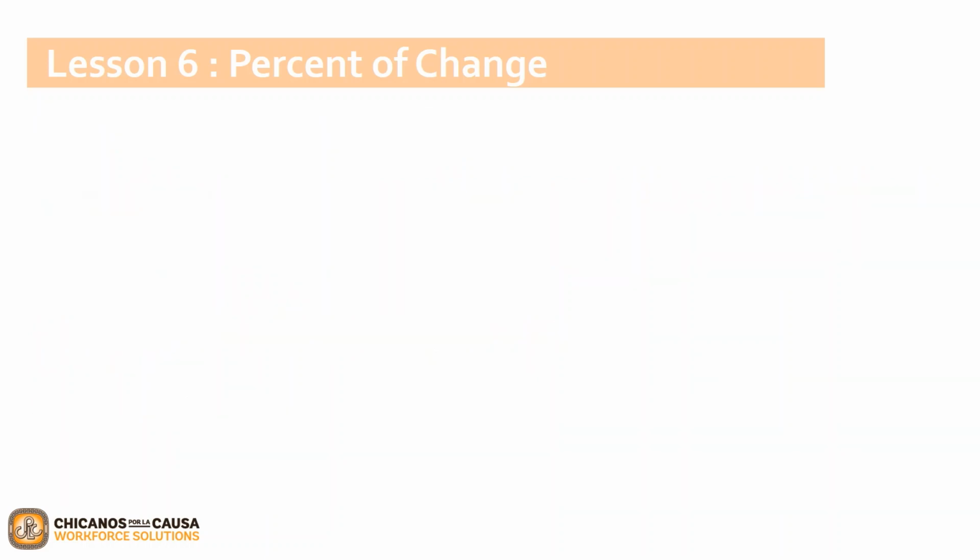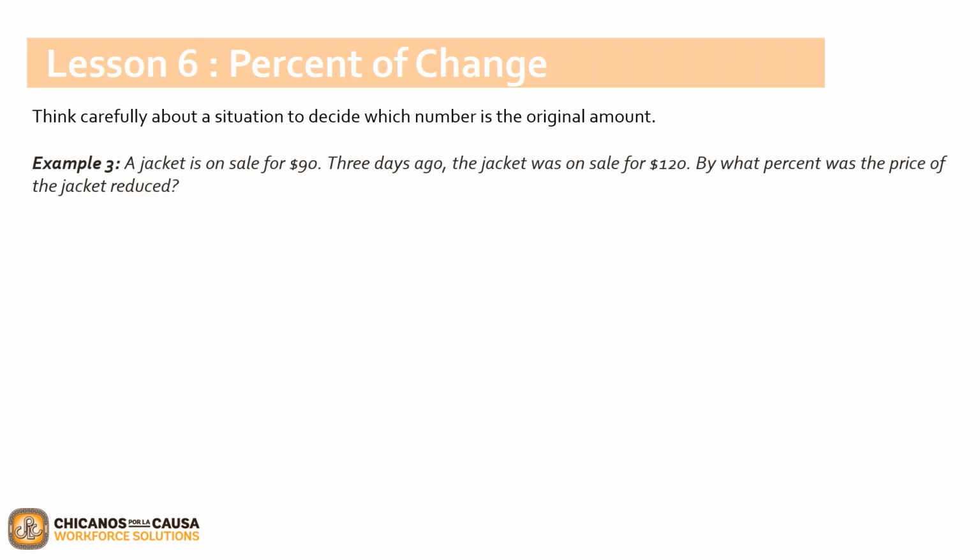Think carefully about a situation to decide which number is the original amount. For example 3, it says, a jacket is on sale for $90. 3 days ago, the jacket was on sale for $120. By what percent was the price of the jacket reduced?